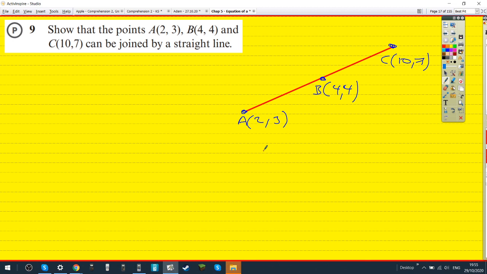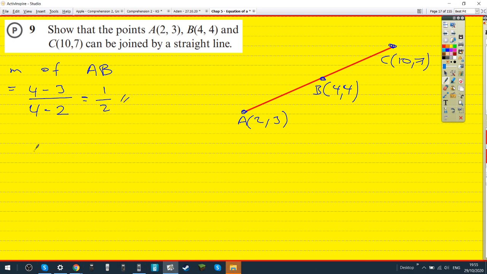Do we have to find out the gradient of all of them together? Well done. So what's the gradient of AB? How come it's just A and B? Why not C? We'll get there. So it'll be written out as 4 minus 3 over 4 minus 2. So it's a half, or 0.5.